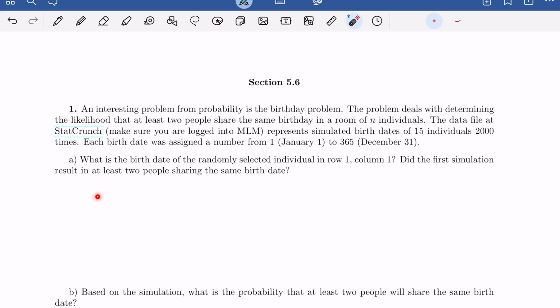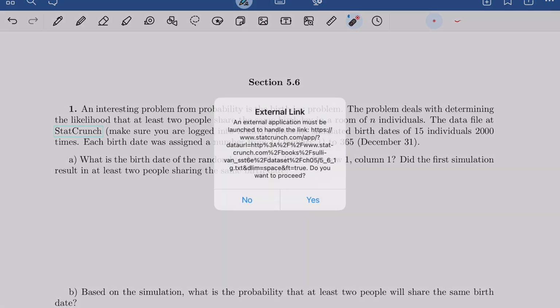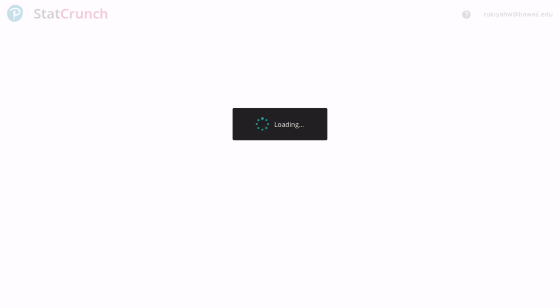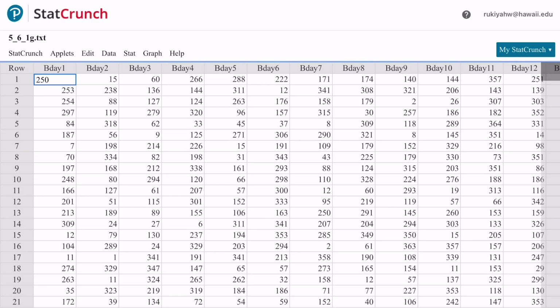And did the first simulation result in at least 2 people sharing the same birth date? So we're going to have to click on this link here. It's going to bring us to StatCrunch. Now, the randomly selected individual in row 1, column 1 is going to be 250. So this person has a birth date on day 250 of the year.